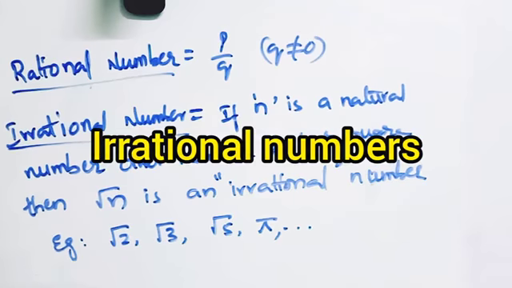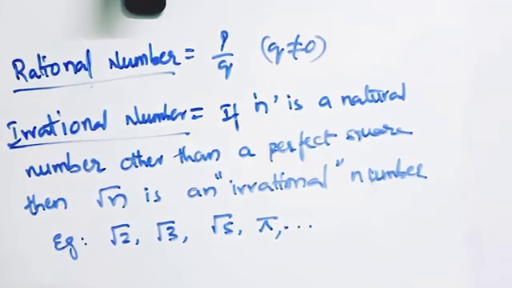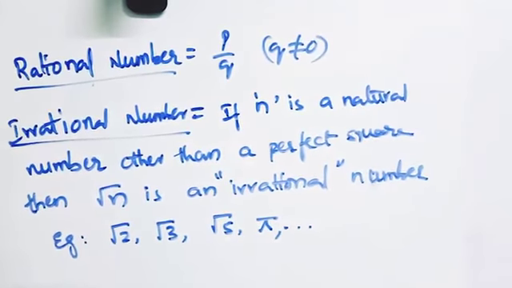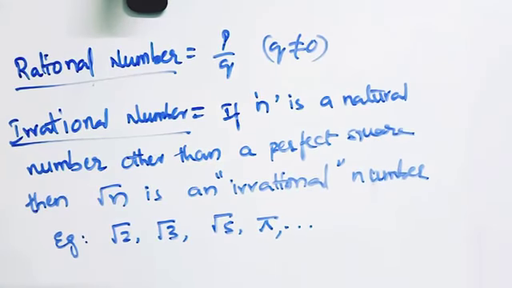Already we know a rational number is a number in the form p by q where q is not equal to 0. So what does irrational number mean? If n is a natural number other than a perfect square, then root n is an irrational number. For example, we can take root 2, root 3, root 5, pi value. These all are irrational numbers, so we can't write these numbers in the form of p by q.